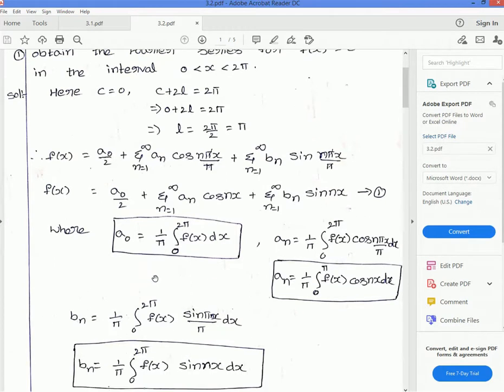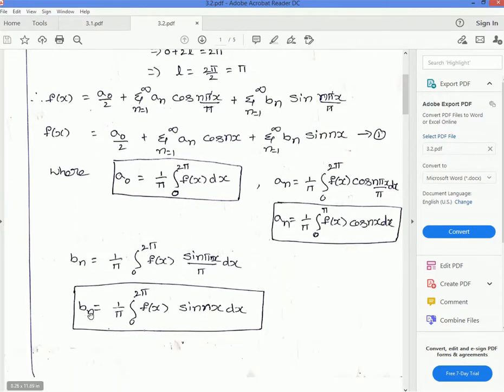So now we have to find the a naught, a n, b n values. What is the a naught value? a naught is 1 by pi integral 0 to 2 pi f of x dx, and the a n value is 1 by pi integral 0 to 2 pi f of x cos n x dx.